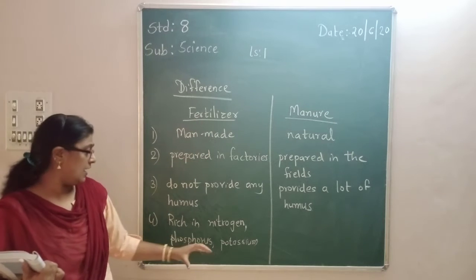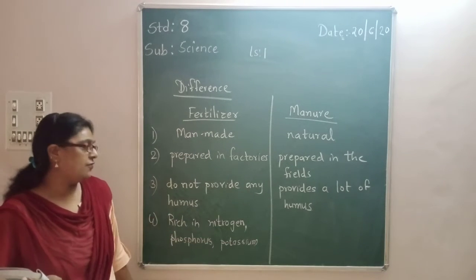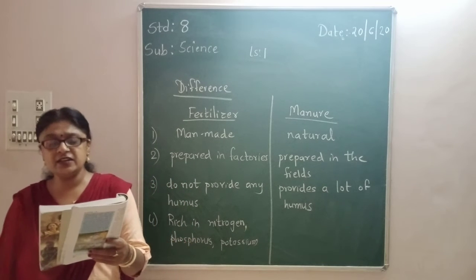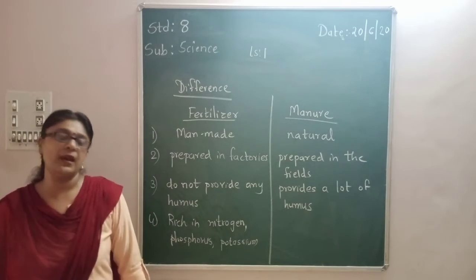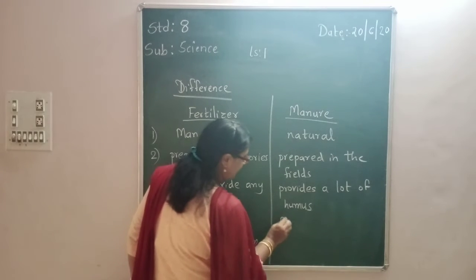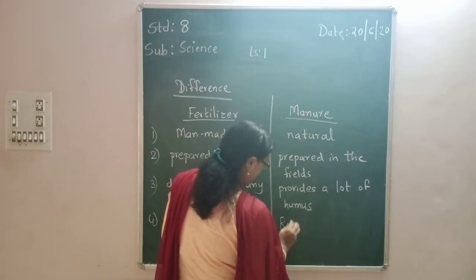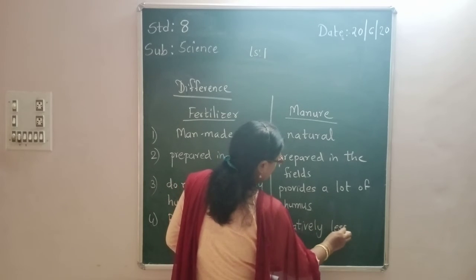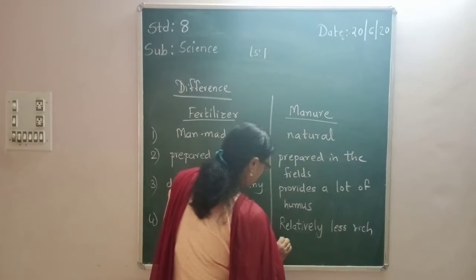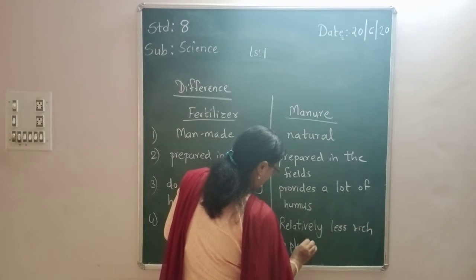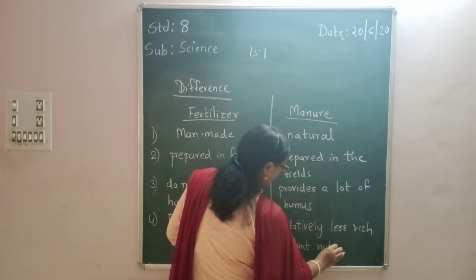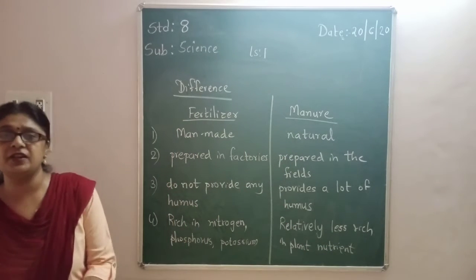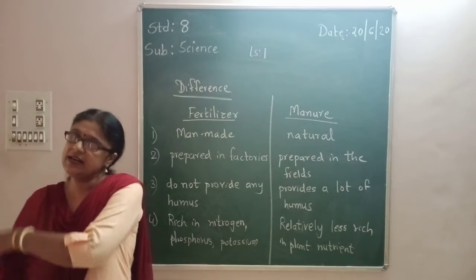So fertilizer is full of potassium, phosphorus and nitrogen, whereas manure is relatively less rich in plant nutrients. Right? Understood? Okay. So these were the main differences between fertilizers and manure.